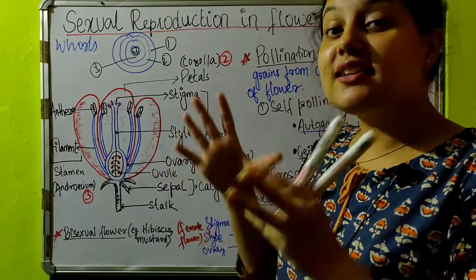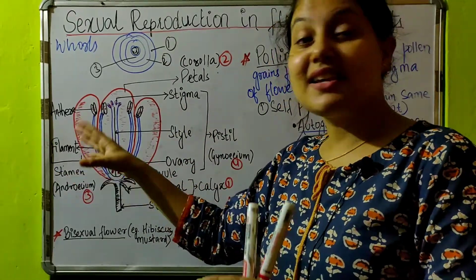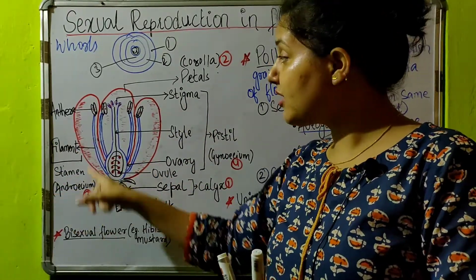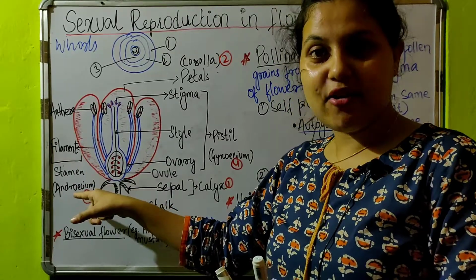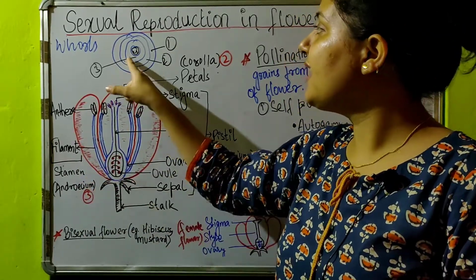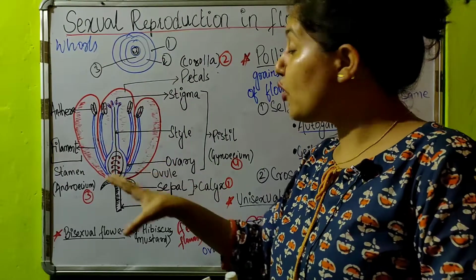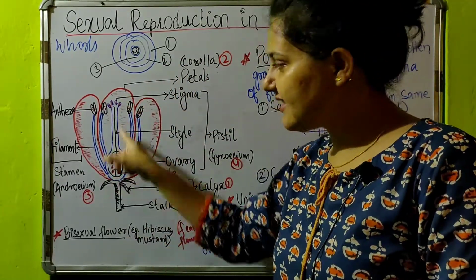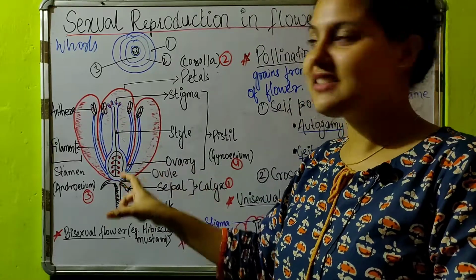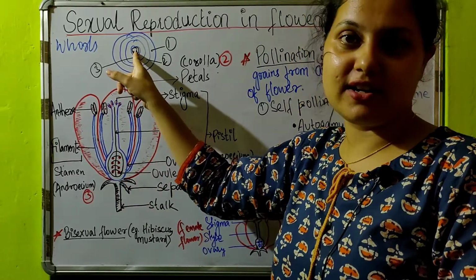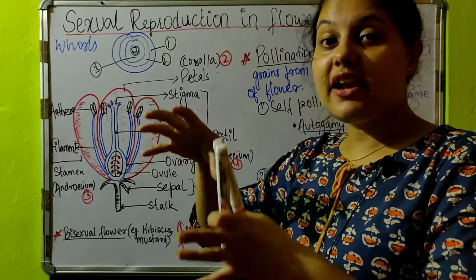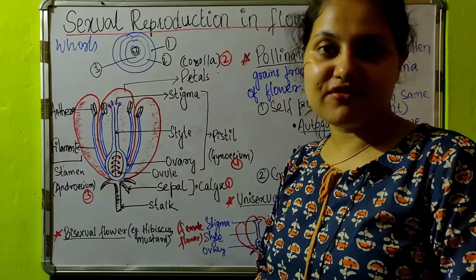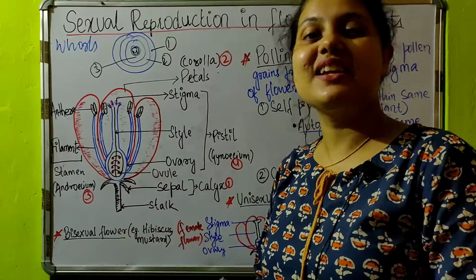And what is the third part of the flower? That is stamen, or androecium. It comes in the third whorl. And what is the innermost part of the flower? You see, this line is the innermost part, isn't it? And this comes under the fourth whorl. In this way we are dividing the different sections of the flower so that it makes our study easy.